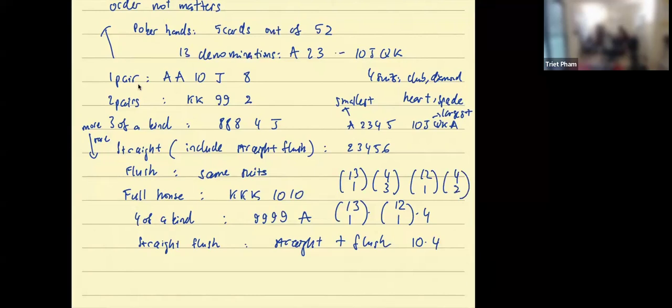So, explanation: first, you choose the denomination for the triple, the three of a kind. And then out of the 4 suits, you choose the 3 suits that go in for the three of a kind. And then out of the remaining 12, you choose 1 denomination for the pair. And then out of the 4 possible suits, you choose the 2 suits for the pair. So that explains the count.